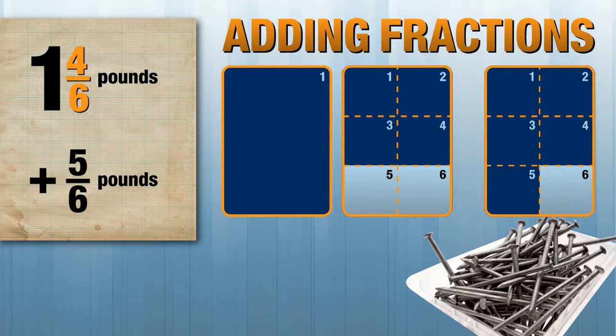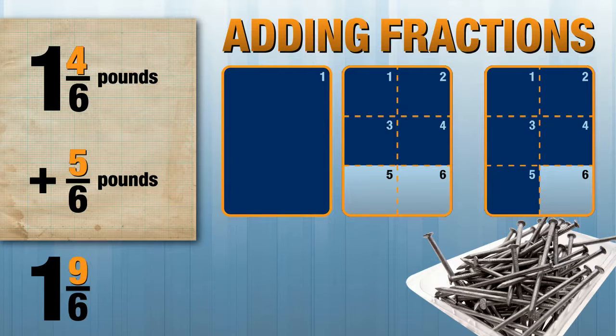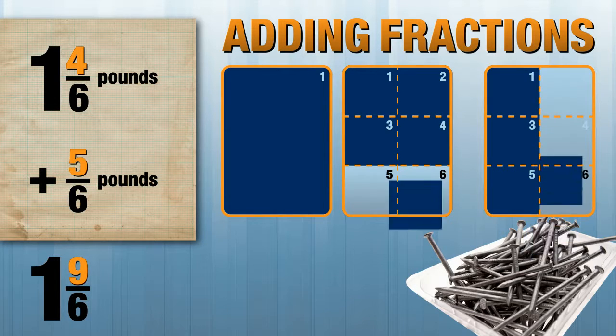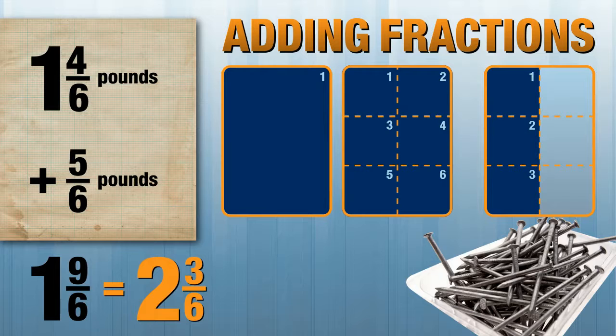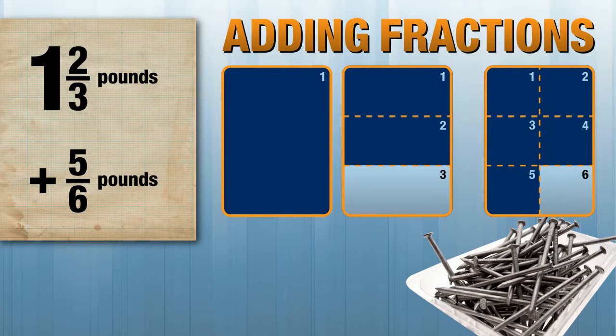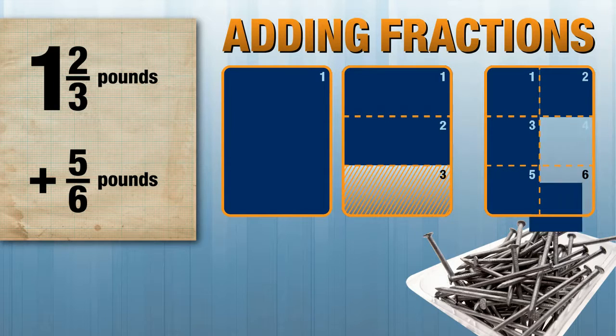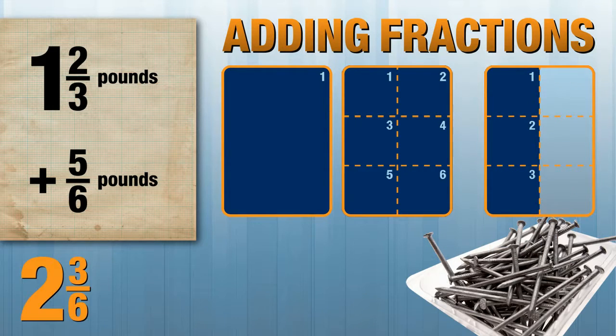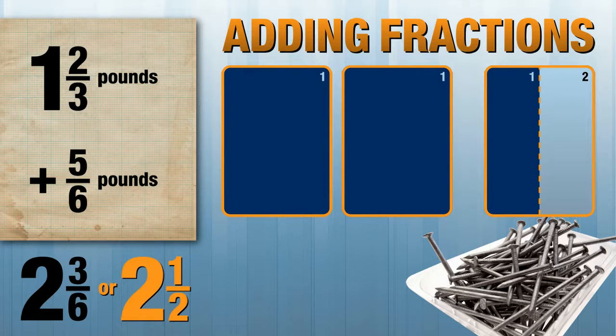The problem then becomes 1 4/6 plus 5/6. The answer is 1 9/6 pounds, which can also be expressed as 2 3/6 or 2½ pounds. Another way to determine the answer would be to look at 1 2/3 and realize that you need 1/3 more to make 2. If you took 1/3 or 2/6 from 5/6, you would have 2 3/6 or 2 1/2.